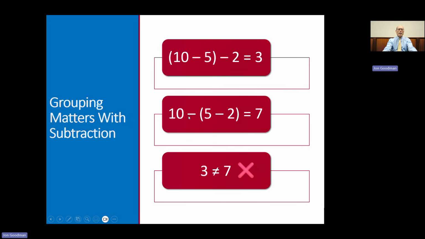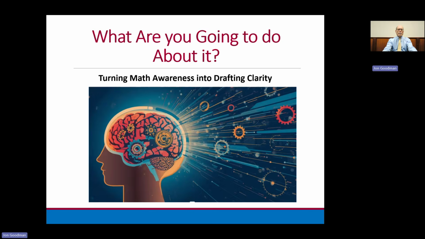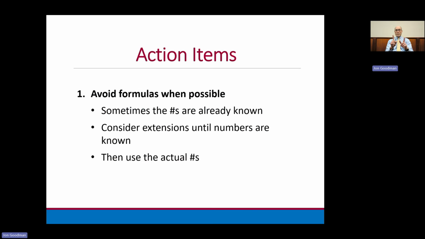Okay, how do you avoid these mistakes? Number one, avoid formulas where possible. The tragedy of that example that I just gave you was all the numbers were known at the time the inspection resolution was written. The parties were too lazy to calculate out the math.